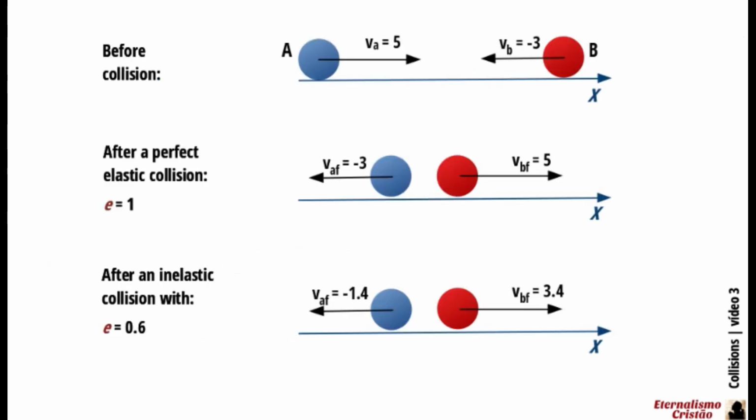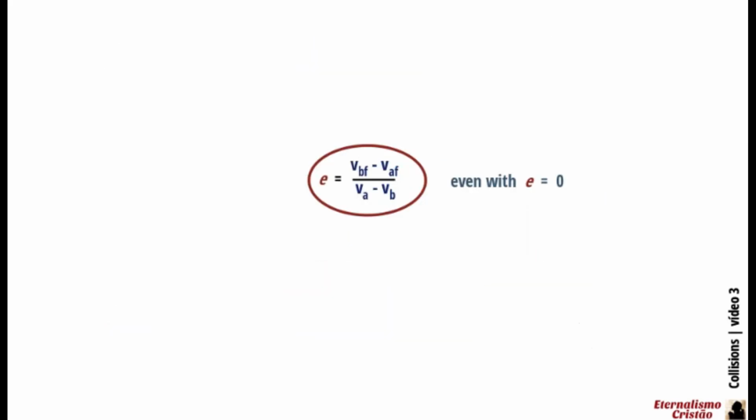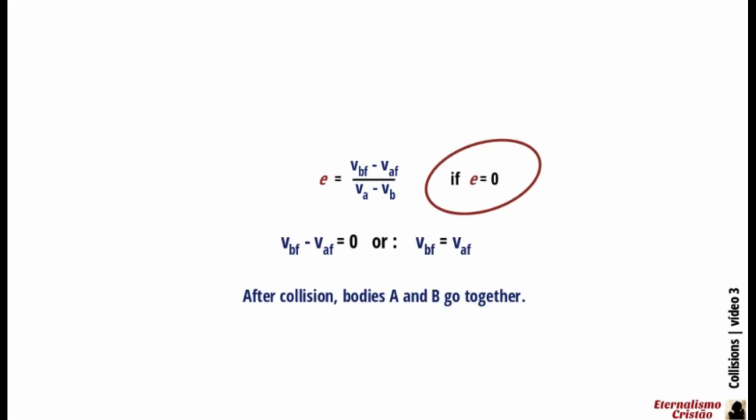Notice that, in the inelastic situation, E less than 1, final velocities are also, let's say, exchanged, but paying a price. The deduced equations work for any value of E, 0 included. If E equals 0, bodies A and B share the same final velocity.